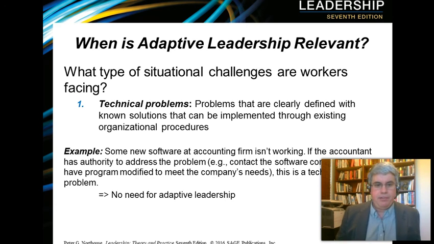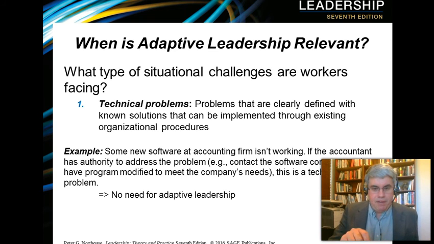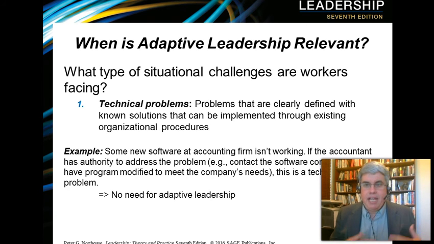For example, say some new software at an accounting firm isn't working. If there's an accountant who has the authority to address the problem, for example, contact the software company and have the program modified to meet the company's needs, this is what's known as a technical problem. The accountant has everything that he or she needs already to solve the problem. There's no leadership needed by the accountant's manager. So there's no need for adaptive leadership in this just regular routine problem where the person who has the responsibility already knows what to do.